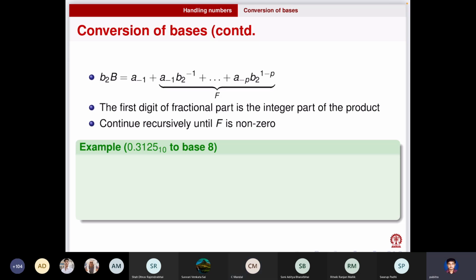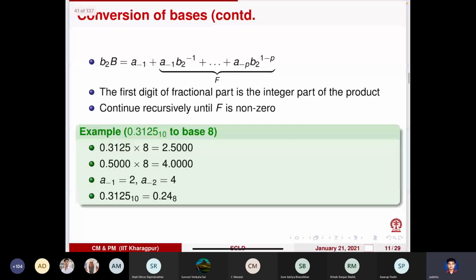This will be a_-2. There is a small correction: it will be a_-2 b^-1, the part within f. And similarly, recursively you continue. Let's take an example. It's 0.3125 base 10. I want to convert to base 8. So I multiply 0.3125 by 8, because now we have to multiply. You get 2.500 in decimal.